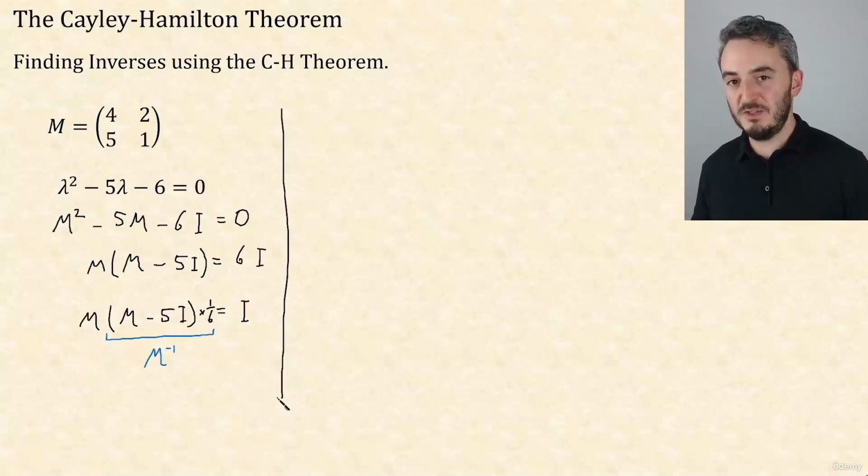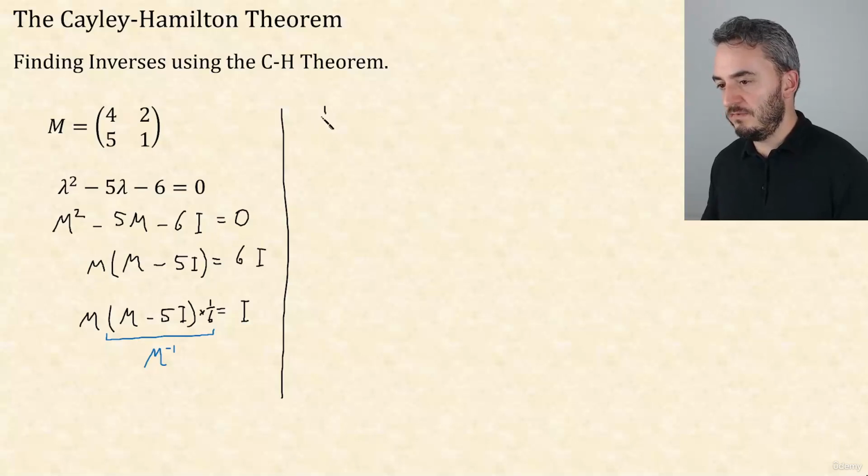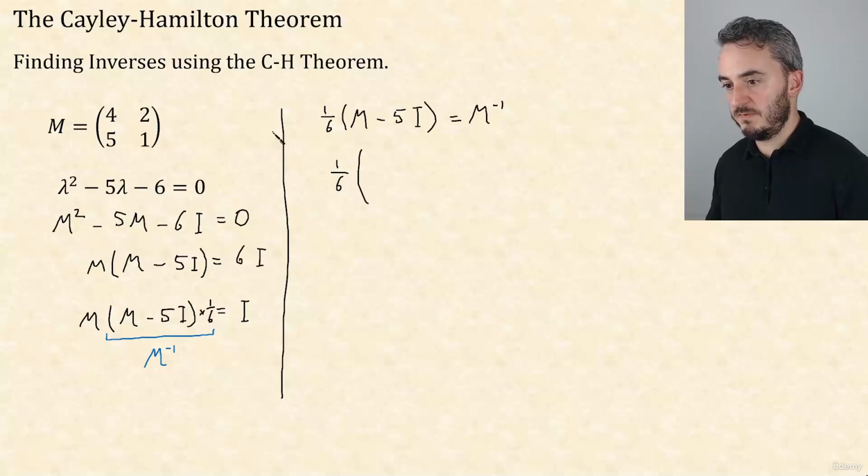I know for a 2x2 matrix, it's easy to find the inverse without doing this, but just wait until we get onto bigger matrices. So supposedly 1/6 of (m minus 5I) is the inverse of m. Let's check. What is this? Well, m minus 5I, that's let's see, that's 4 minus 5 is minus 1, 2 minus 0, 5 minus 0, 1 minus 5 is minus 4. Is that the inverse?